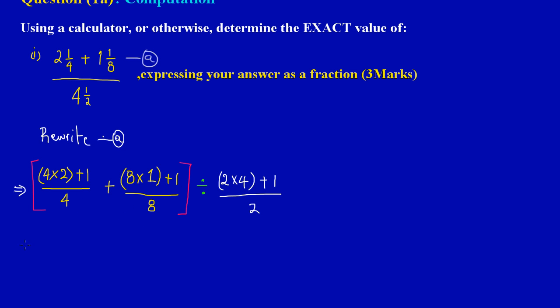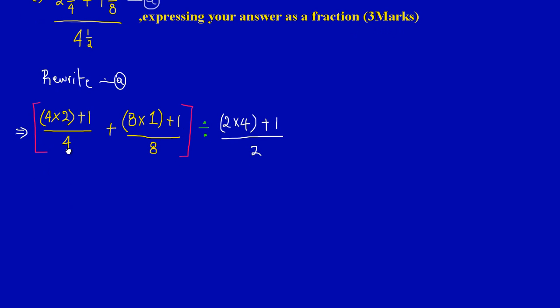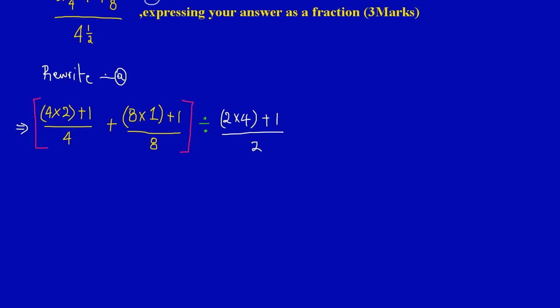So we can just go ahead quickly and calculate the value of this now. Let me just give ourselves a little bit more space. Now here we have 4 twos will give us 8, so this implies again that 4 times 2 is really 8, and I'm adding 1 to 8, so plus 1 over 4.